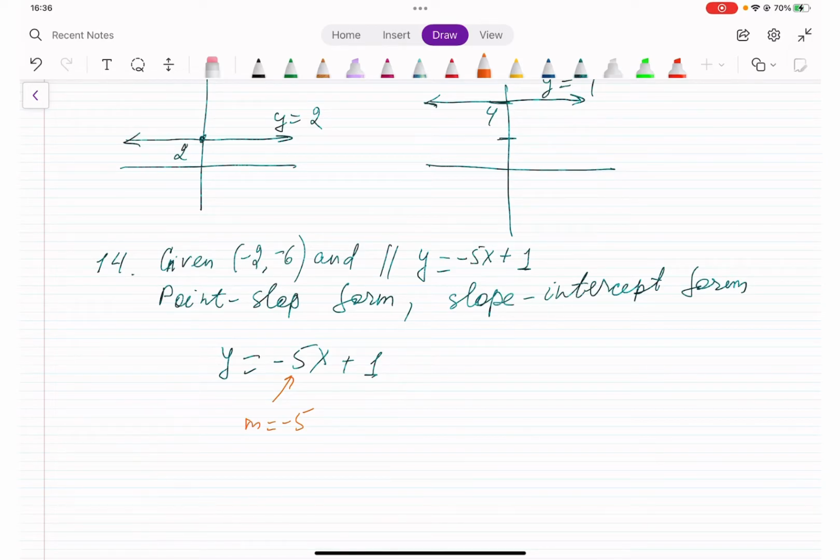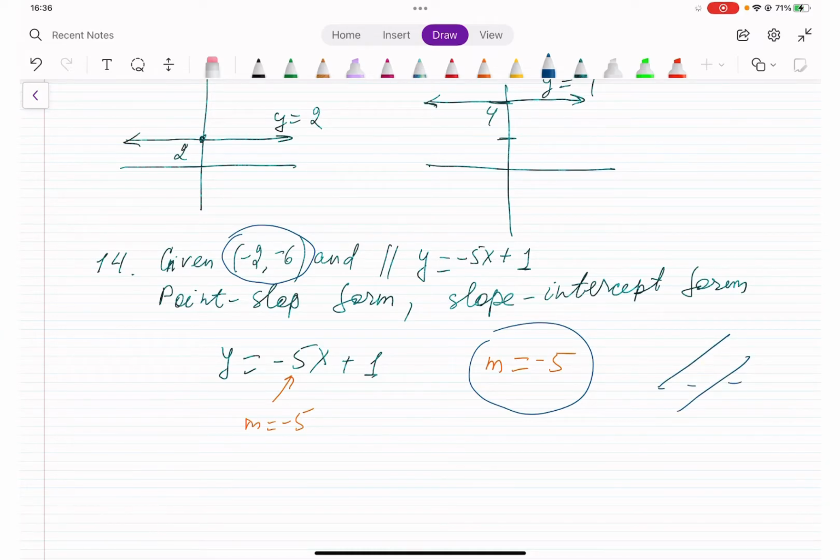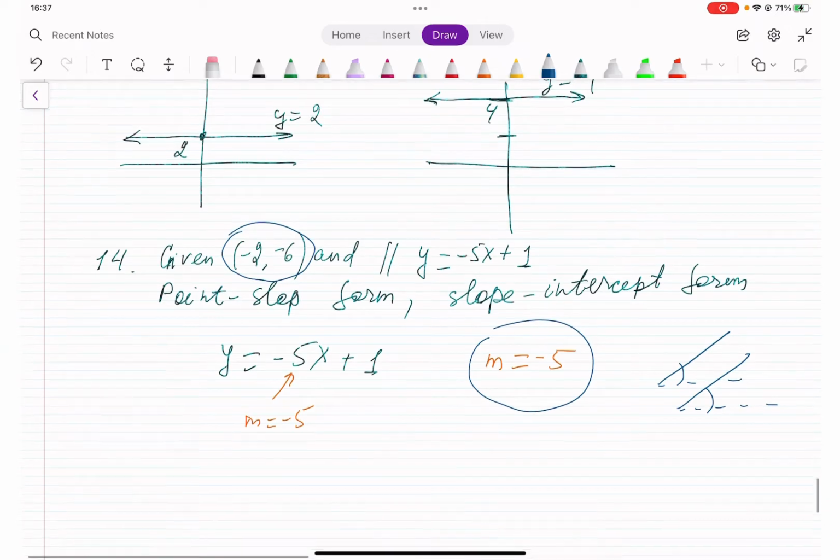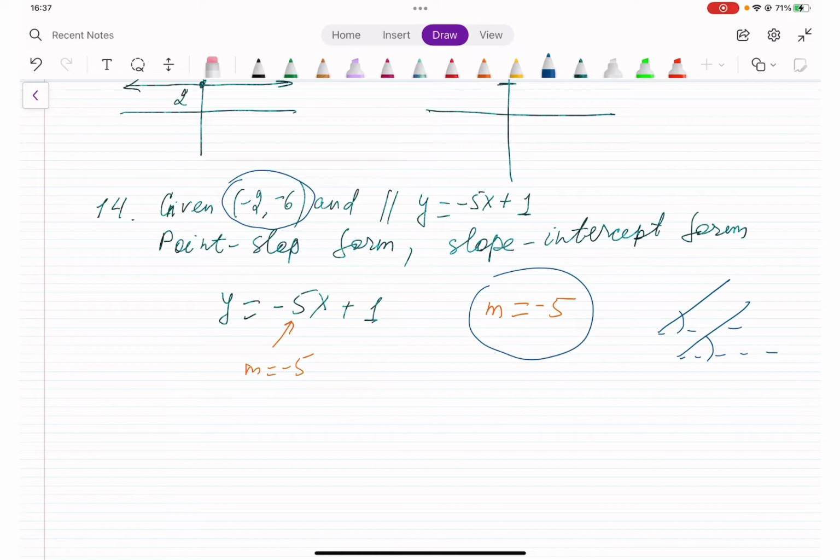Okay, so next, that means our m is equal -5. So we have slope and we have the coordinate -2, -6. By the way, when the equation is running parallel to another equation, their slopes are going to be the same. Why? Because when it's running parallel, the slope is the angle, okay, in physics. Therefore it's gonna be the same. So m is -5 and we have point -2, -6.